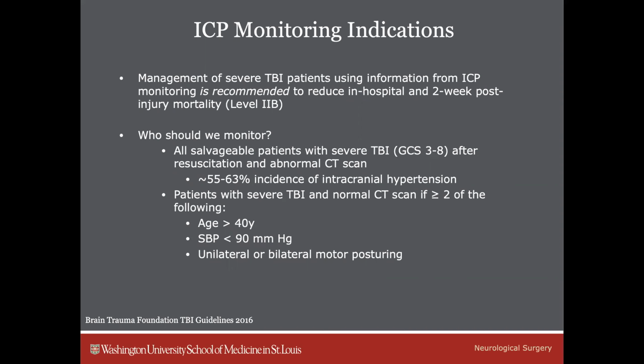The other thing is if patients have severe TBI, or GCS 3 to 8, but have a normal CT scan, then we still do ICP monitoring if they meet two of the following criteria: if they're older than 40, or if they're hypotensive with systolics less than 90, or if they demonstrate unilateral or bilateral motor posturing. This is decerebrate or decorticate posturing. This data comes from studies that were performed in the 1980s. Obviously, the quality of CT scanners in that day and age wasn't as good as it is now. So some of these patients who had a normal CT scan back then, nowadays you might find something abnormal.